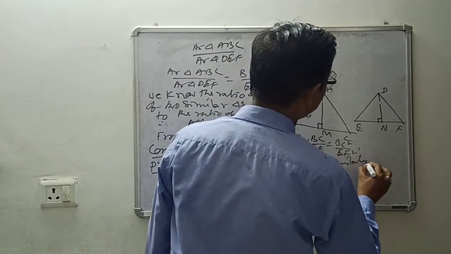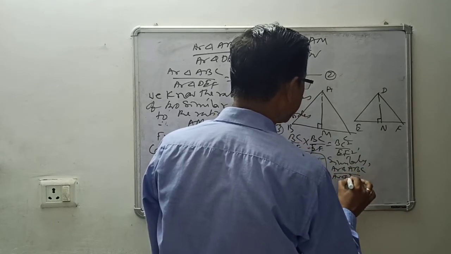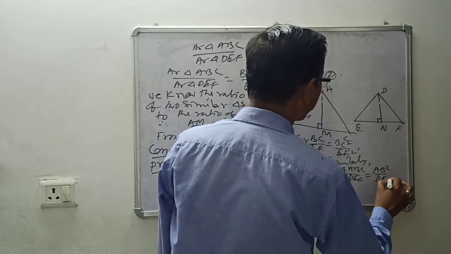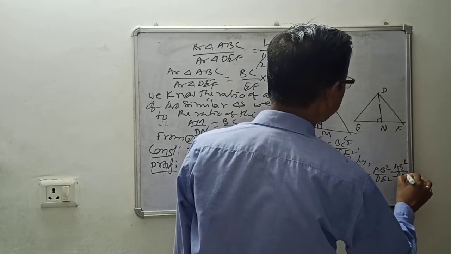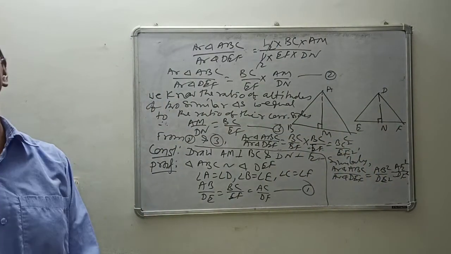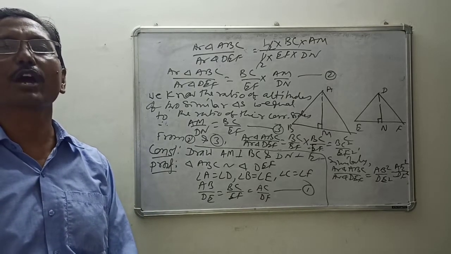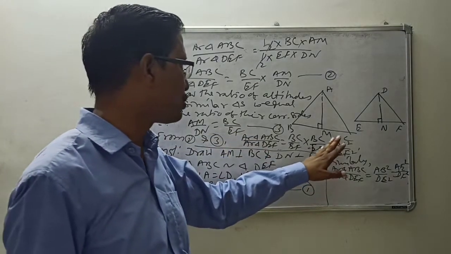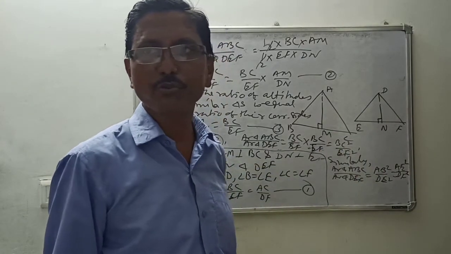On the other side also, we can say area of triangle ABC by area of triangle DEF is equal to AB square by DE square, or if you have taken AC as the base, so you can take AC square by DF square like this. So the ratio of the areas of two similar triangles is equal to the ratio of the squares of corresponding sides. That means ABC by DEF equal to BC square by EF square equal to AB square by DE square equal to AC square by DF square.